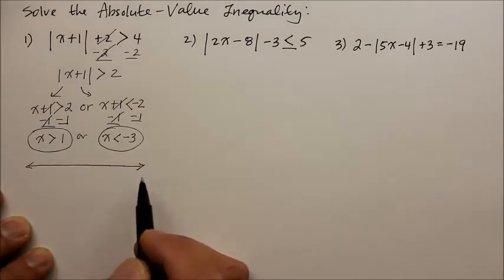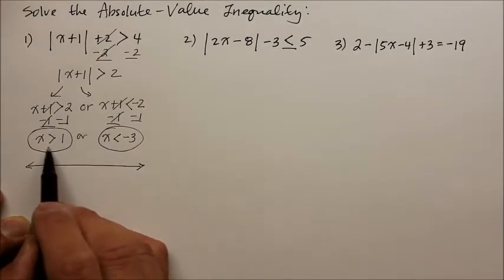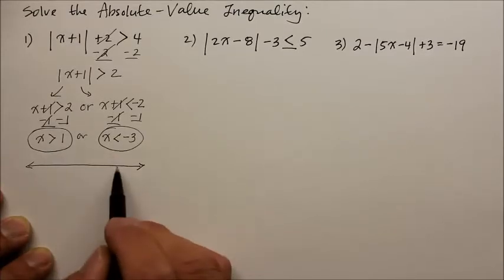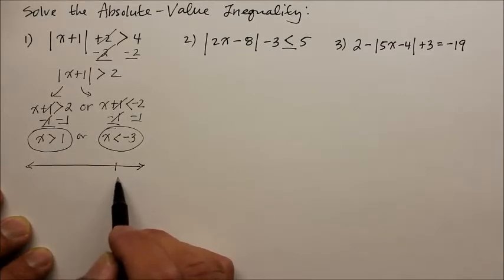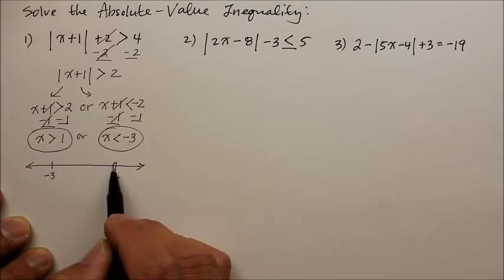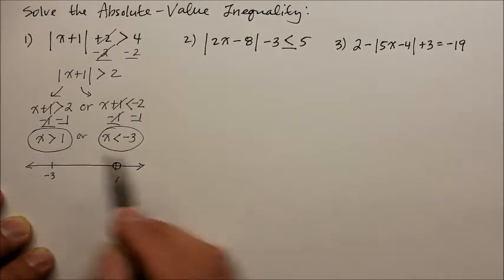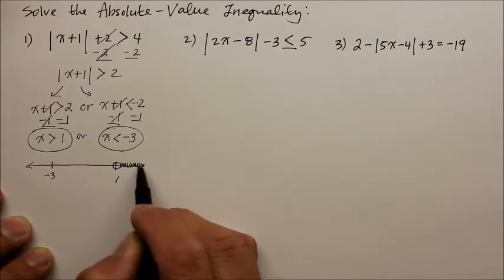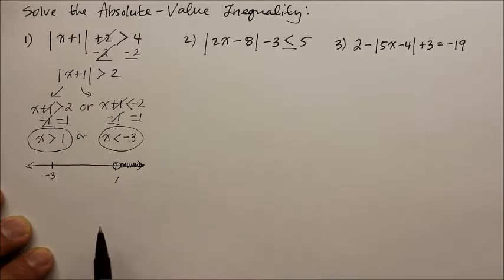Remember? And also, when it's not equal to, this is greater than, but not equal to. The 1 is a bigger number, so it goes to the right side of the number line. And this is negative 3, the smaller number goes on the left side. Not equal to means open circle. If it was equal to, that would be a closed circle. And greater than 1 means all the numbers on the right side of the 1. So 2, 3, 4, 5, 6, infinity.